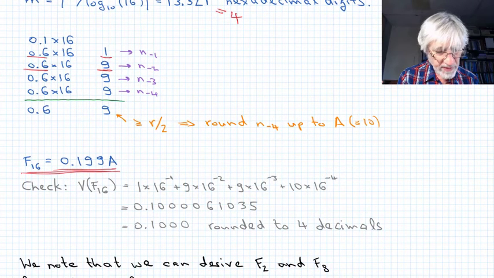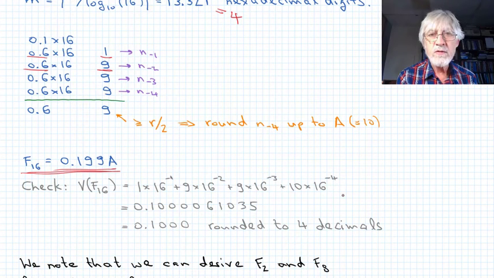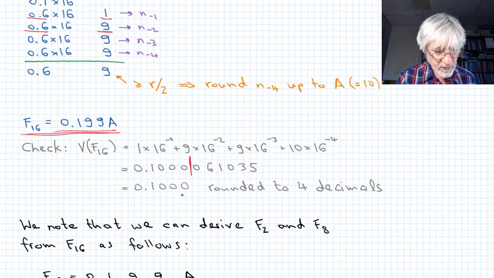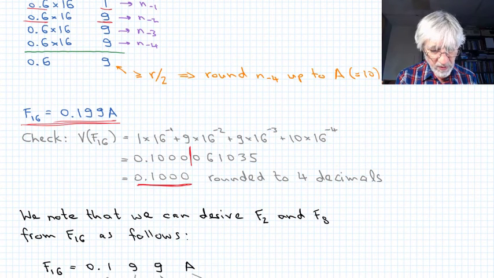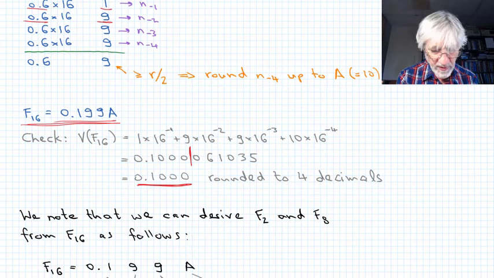Okay, we check again. 1 times 16 to the minus 1 plus 9 times 16 to the minus 2 plus 9 times 16 to the minus 3 plus 10 times 16 to the minus 4. That gives us 0.1 and then 40,61035. So we can cut off here at the 4 decimal digits. And we do indeed get the 0.1000 that we wanted to have with that hexadecimal representation.